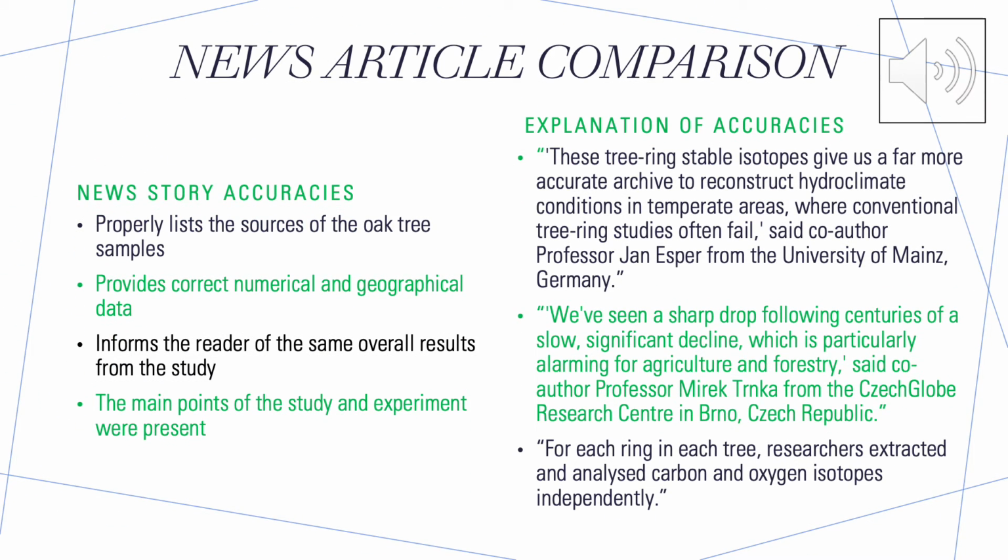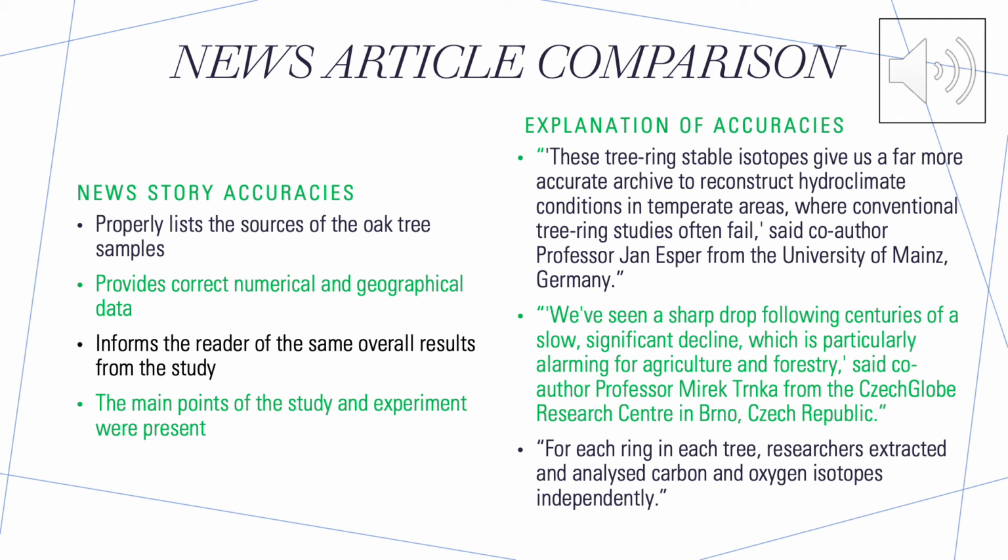Overall, the news story article includes a lot of direct quotes, which keeps the information relatively accurate. The news article properly states the sources of oak samples, and although no graph is given, the information is the exact same as in the primary article. Although not as much information is given, the article provides the correct numerical and geographical data. There are no differences in the data expressed in the newspaper article and the primary literature, meaning the reader could get the same information from each article.